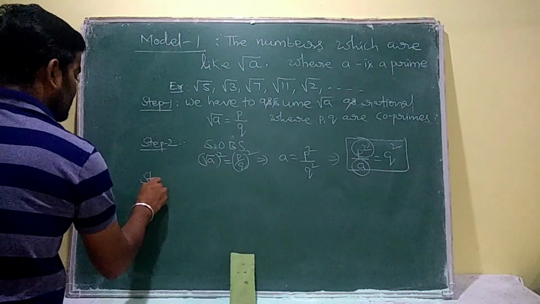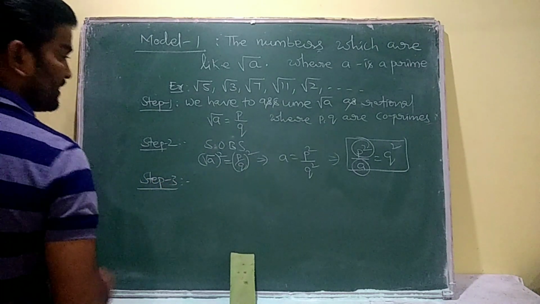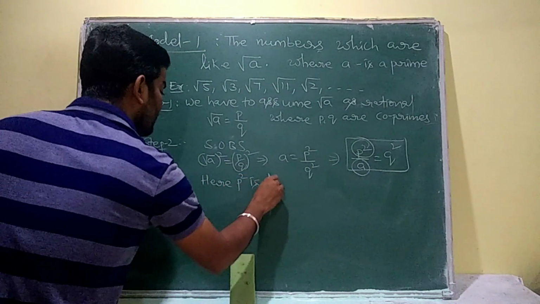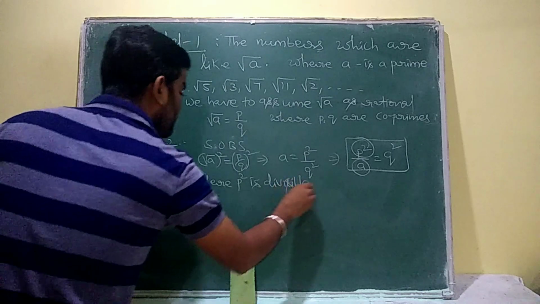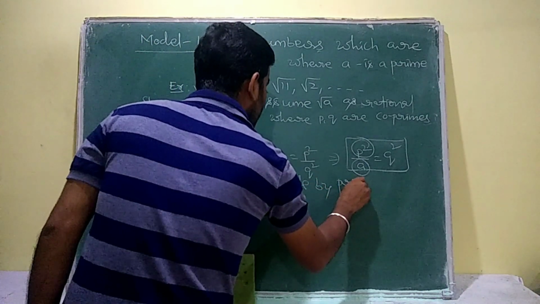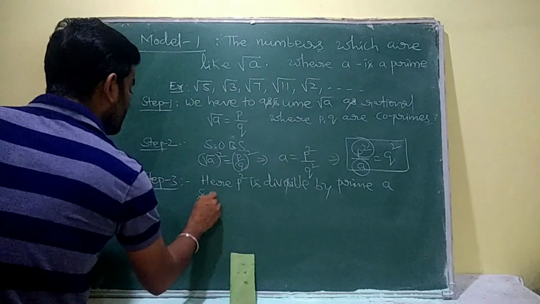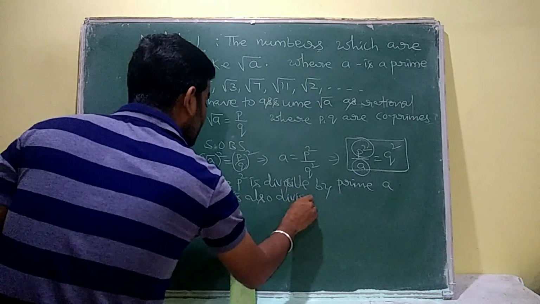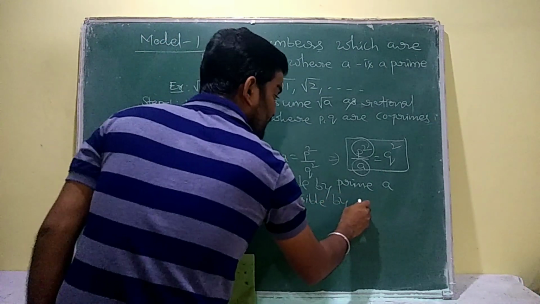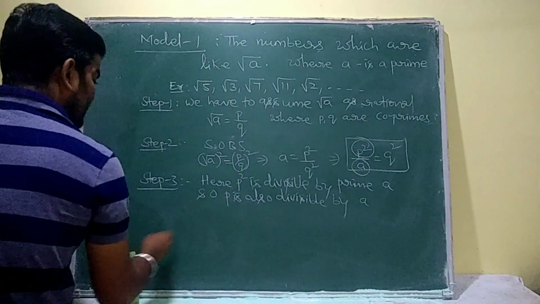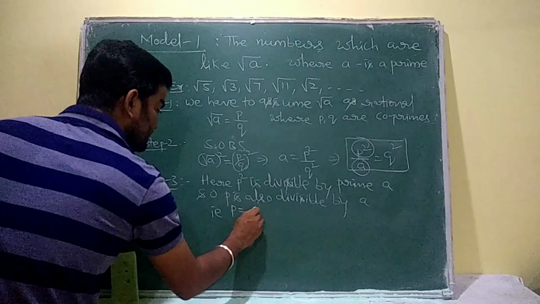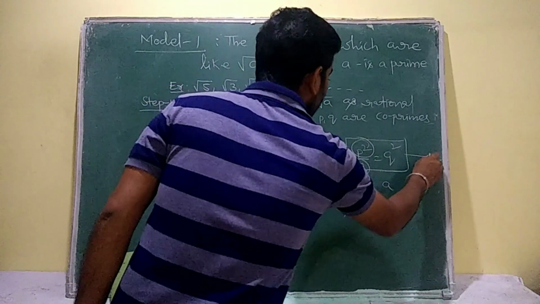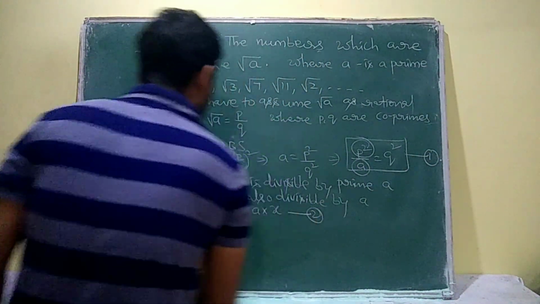That is step 3. Just we have to write the statement. Here P square is divisible by prime A. So P is also divisible by A. That is, P is expressed as some A into X. We have to assume this one as 1 and this one as 2.